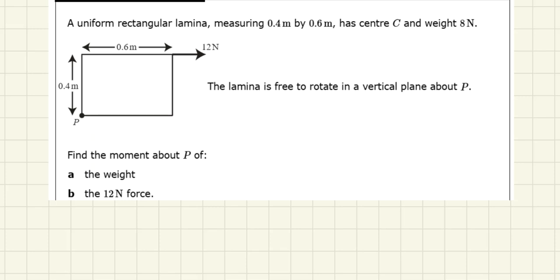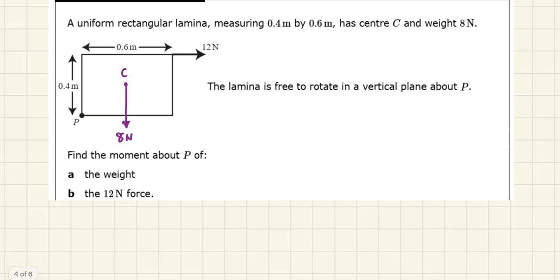A uniform rectangular lamina measuring 0.4 meters by 0.6 meters has center C. So you put in a center C and a weight of 8 newtons. So where does that get marked on our diagram? From the center. So that's down. So that's your 8 newtons. Center of mass of the lamina, we're told it's a uniform lamina. So find the moment about P.